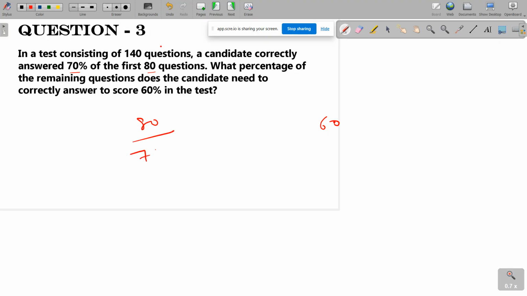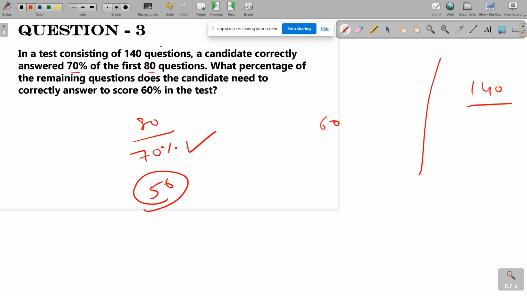Out of these 80 questions, he got 70% correct. So what is the 70% of 80? It is 56, right? So he got 56 correct. Total questions was 140. It asks, what percent of the remaining questions does the candidate need to correctly answer to score 60% in the test? He needs to score 60% in the test.